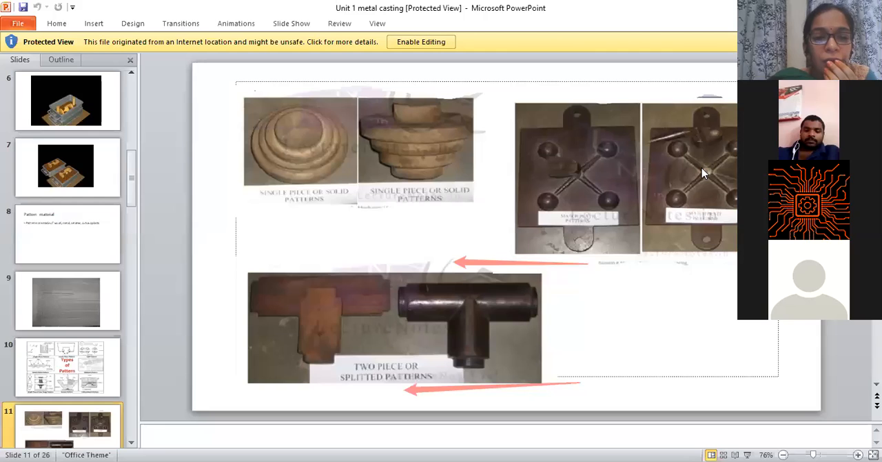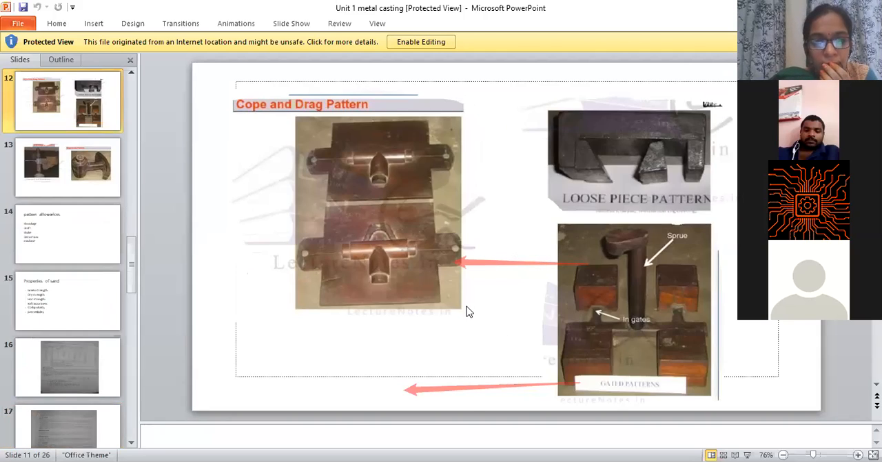Okay, the third figure is the split pattern. The next one is cope and drag patterns, right? Here you can see the loose piece pattern. This is the solid pattern. There are triangle-shaped pieces fixed to the solid piece, and those are the loose pieces.